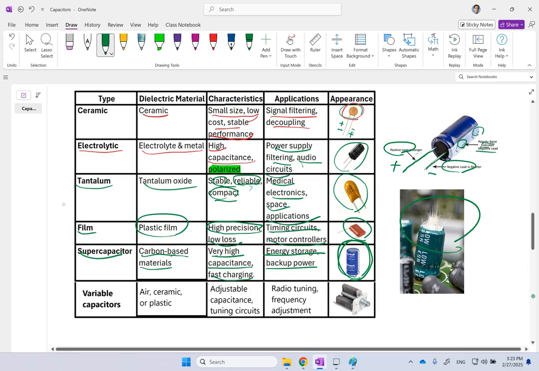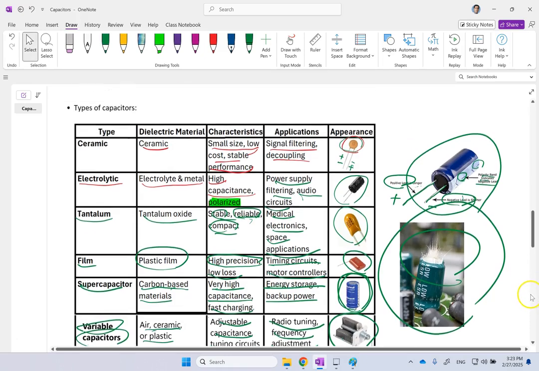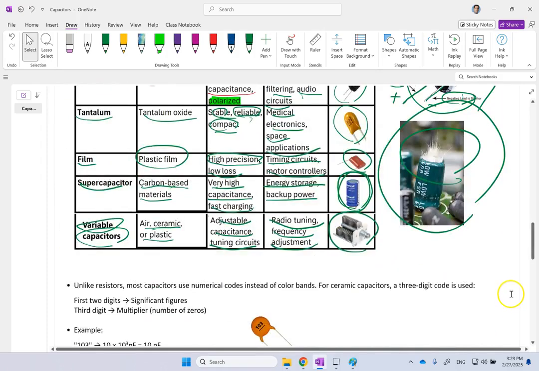And of course, there are the ones where the distance or the plates can move, and they are filled with air and ceramic or plastic. These are variable. Their plates can move. So their capacitance can be adjusted, and they are used in tuning circuits, in radio tuning and frequency adjustments, and they look like that. Okay, so there are all sorts of different capacitors in the market. By the way, these pictures are coming from Wikipedia. Okay, so I directly got them from Wikipedia. So credit goes to Wikipedia.